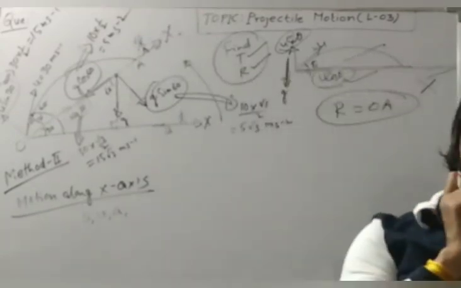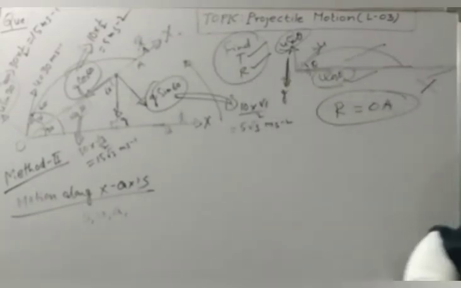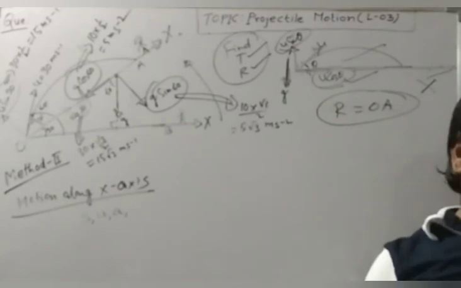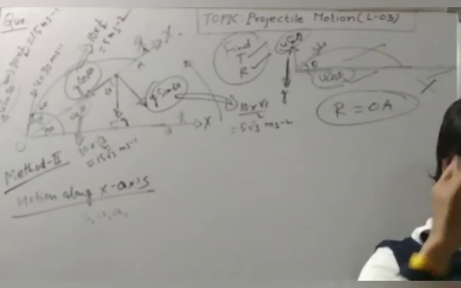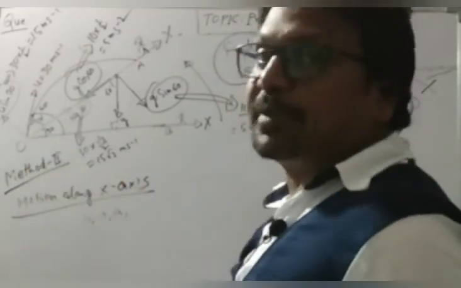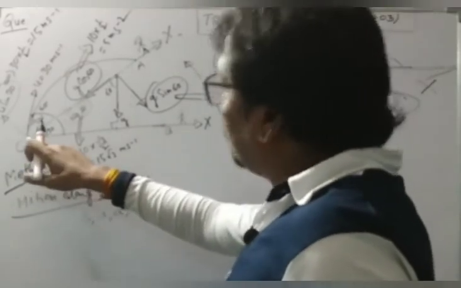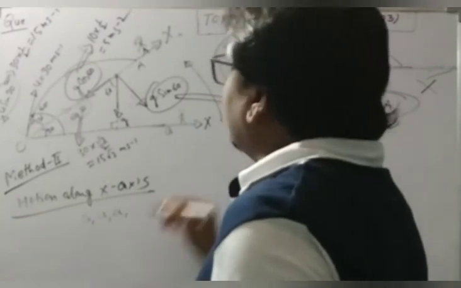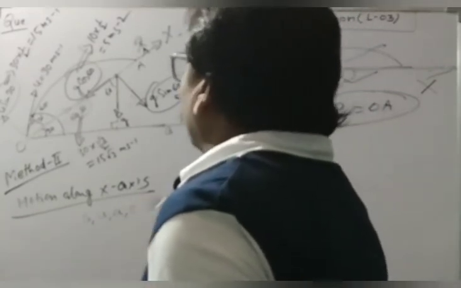Opposite to this. This is basically negative because it is acting opposite to this velocity. So this is 5 meter per second square, and this is the acceleration here. Suppose the time taken by the projectile, the time of flight, is capital T.